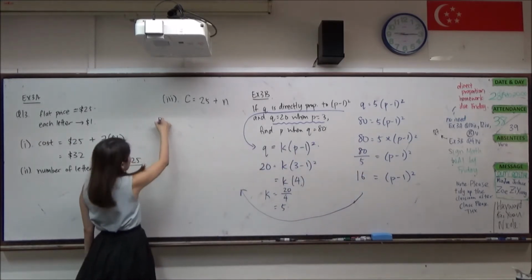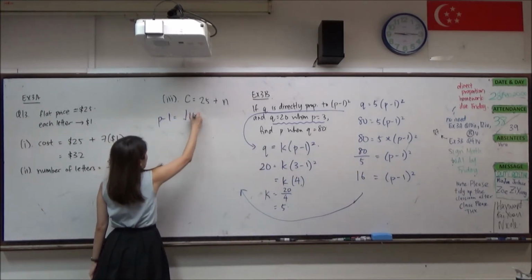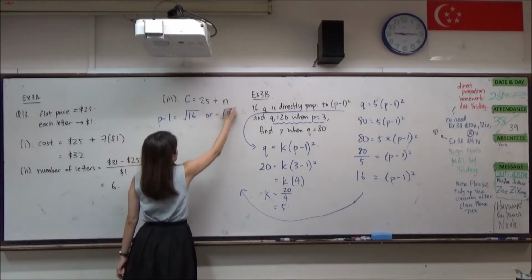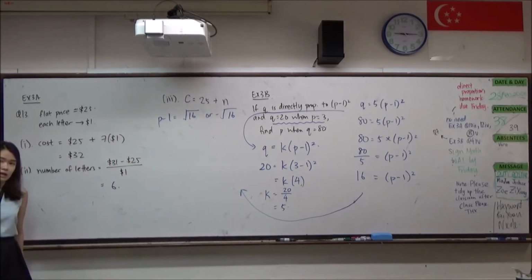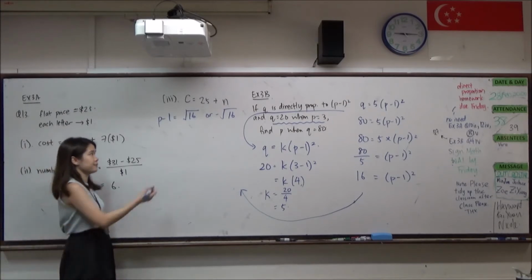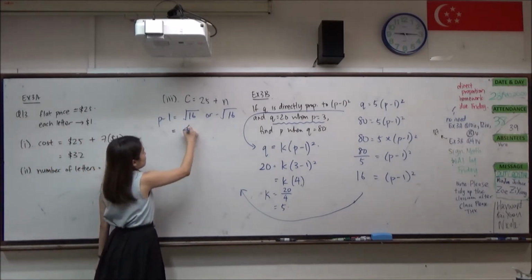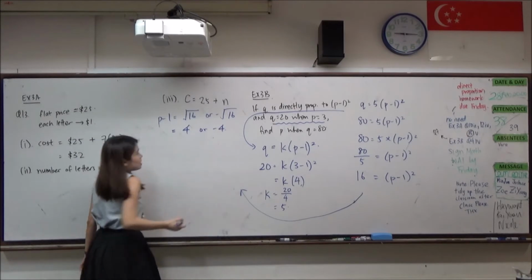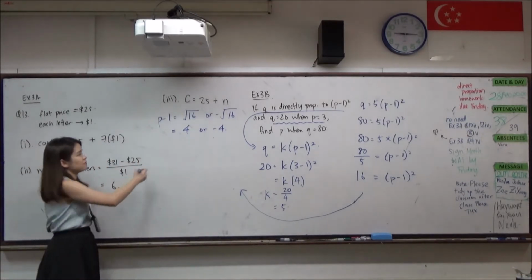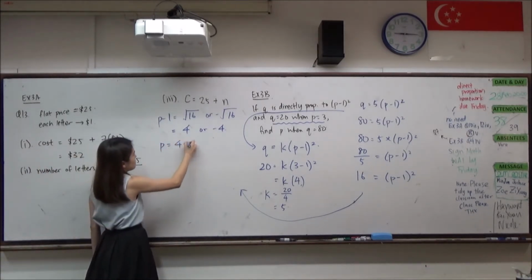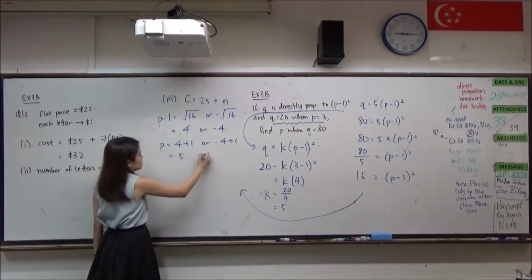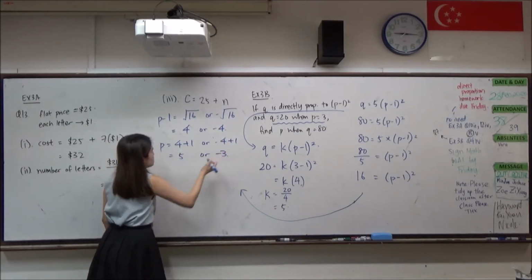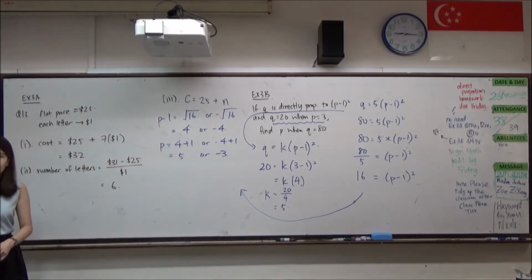P minus 1 is equal to the square root of 16 or the negative square root of 16. Negative on the outside. We cannot square root a negative number inside. So that will be 4 or negative 4. And then we're trying to find out the value of P. So P is equal to 4 plus 1 or negative 4 plus 1. So the answer is 5 or negative 3. Yes, right.